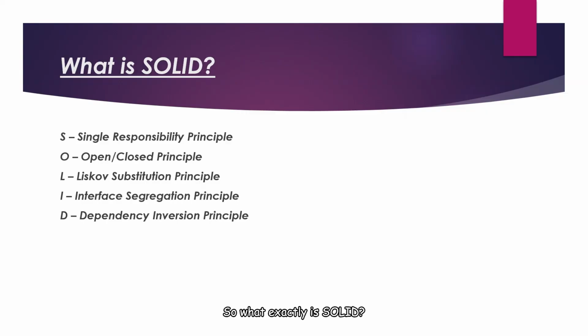So, what exactly is SOLID? It's an acronym for five design principles that, when followed, result in robust, modular, object-oriented code. The five principles are single responsibility, open-closed, Liskov substitution, interface segregation, and dependency inversion. Each principle addresses a specific pain point in software design, from managing class responsibilities to dealing with tight coupling. They may sound abstract at first, but by the end of today, you will see how practical and powerful they really are.